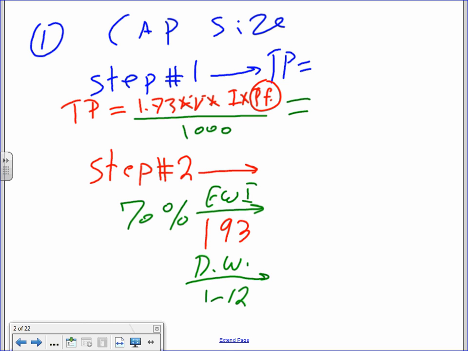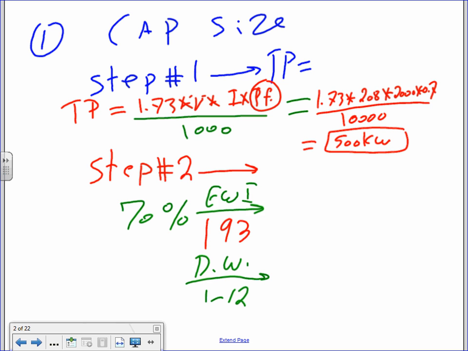So if you were to do this, Adam, you take 1.73, multiply this by voltage, my voltage is 208, multiply this one by a current of 2,000, and multiply it by a power factor of 0.7. And divide everything by 1,000. Cool. So that's what you basically do with all your multiplication. When you do all this, you should come up with 500 kW, give or take. Any comments, guys? Any questions about this step? Straightforward. You find the true power by multiplying the apparent power with the power factor. Does that make sense, gentlemen?